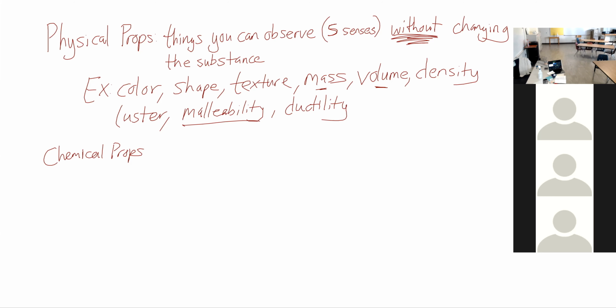So let's try to at least get through chemical properties. Now, if physical properties are things you can observe without changing the substance, chemical properties are things that you can observe, but you have to change it, okay? A lot of times you have to do an experiment. It doesn't have to be an experiment, but say for instance, if I set this notepad on fire, it's probably going to look a little different, okay?